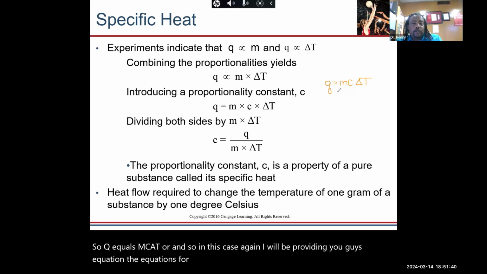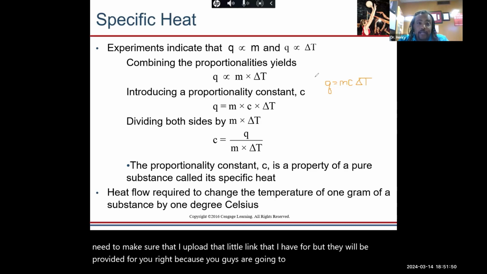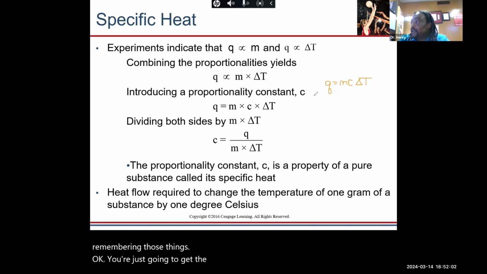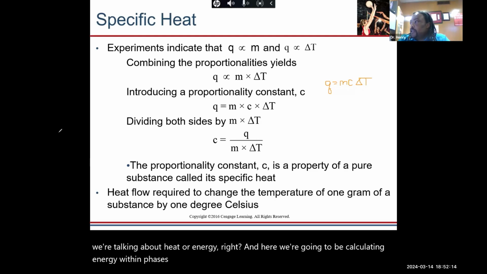In this case, again, I will be providing you guys the equations for this. So those will be provided to you on the exam. I need to make sure that I upload that little link that I have for it, but they will be provided for you, right? Because you guys are going to get a couple of equations through the process. And really, I'm not going to give you the name of the equation. All I'm going to provide is what the symbols mean. That's going to be you remembering those things, okay? You're just going to get the equation. So Q is going to be MCAT. Again, we're talking about heat or energy, right? And here we're going to be calculating energy within phases, okay? And so let me show you that table.